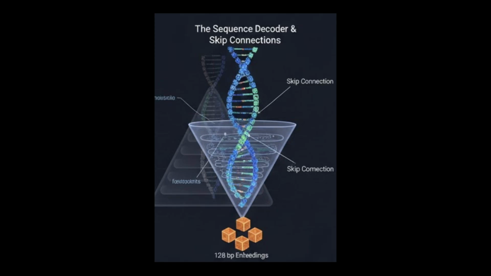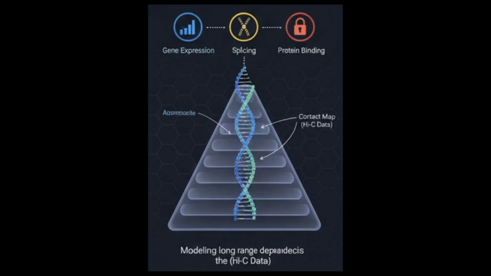The sequence decoder. Once the model understands the context, it needs to provide answers at a very specific level, sometimes down to a single base pair. The decoder takes the summarized data and zooms back in. Skip connections. To make sure it doesn't lose the fine details it started with, it uses shortcuts that bring high resolution information directly from the encoder to the decoder. Finally, the model uses specialized heads, like different apps on a phone, to output specific predictions, such as where proteins will bind or how much of a certain gene will be produced.